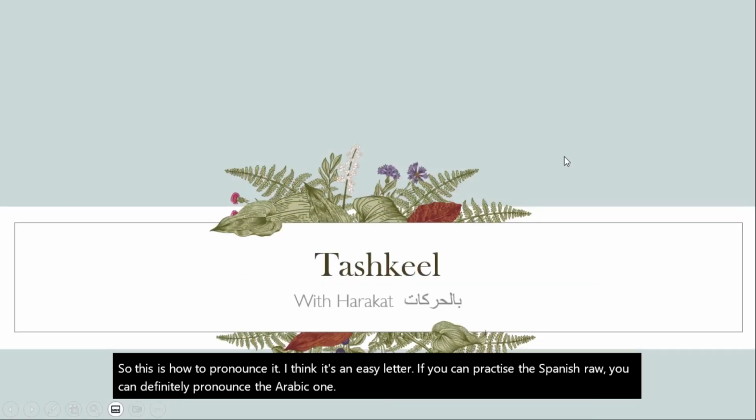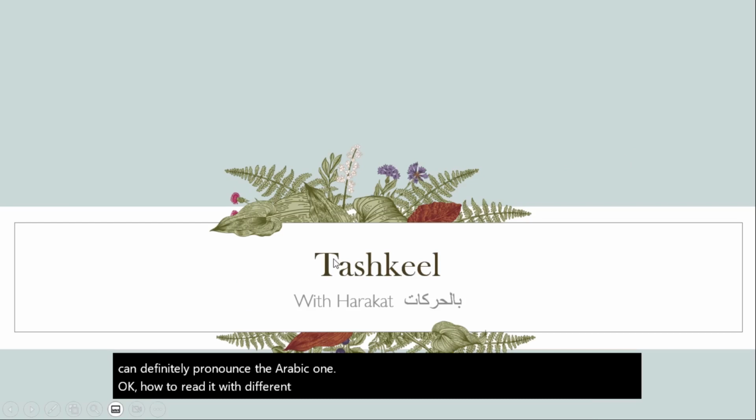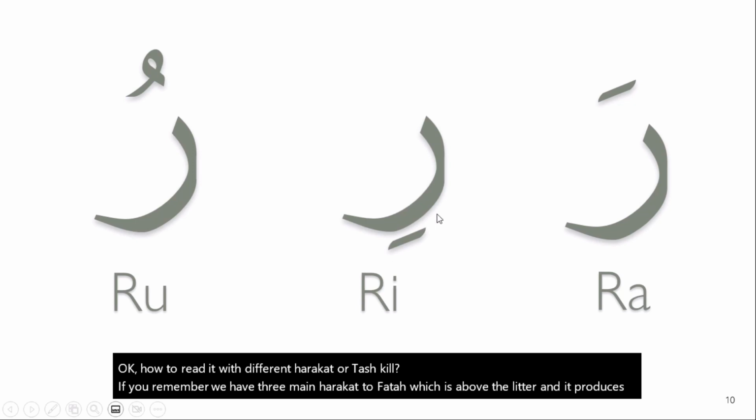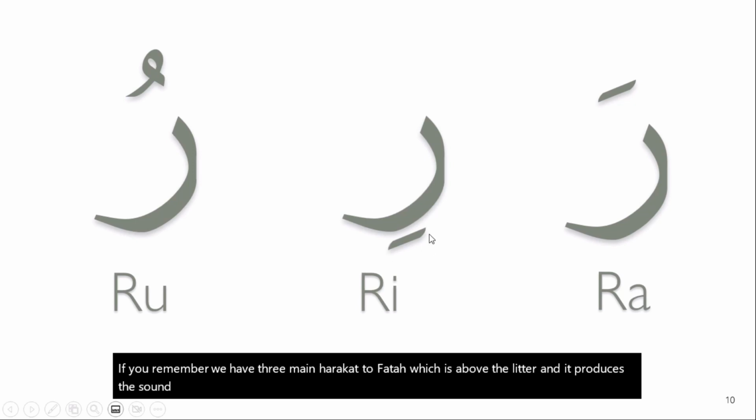How to read it with different harakat or tashkil? If you remember, we have three main harakat. Fatha, which is above the letter and it produces the a sound. Kasra, below the letter, it produces the e sound. And Dhamma, the little comma above the letter, and it produces the u sound.